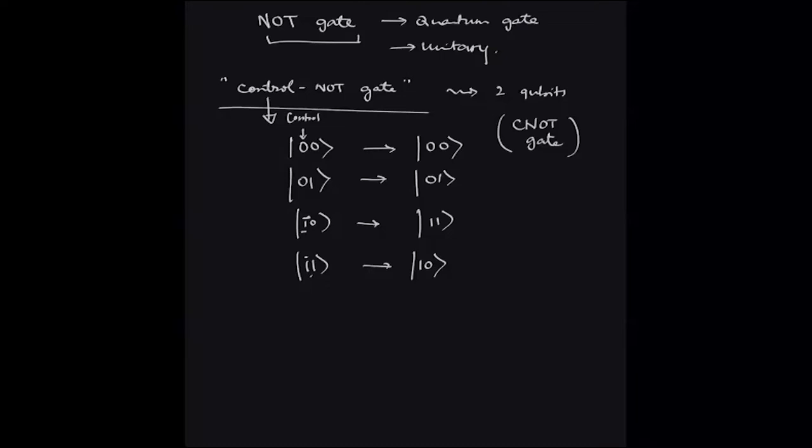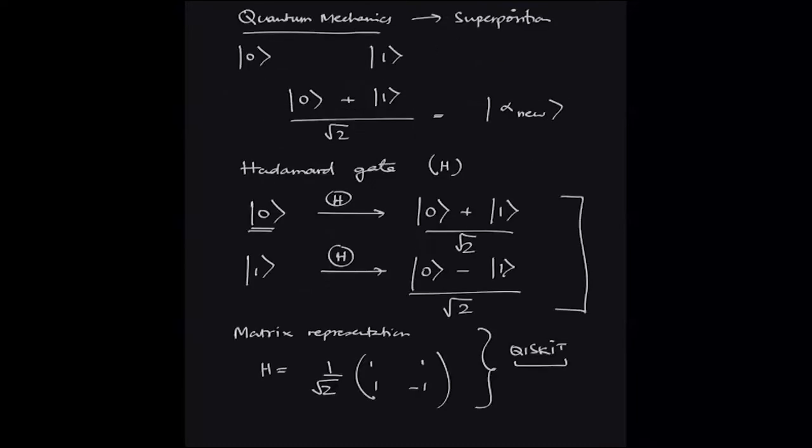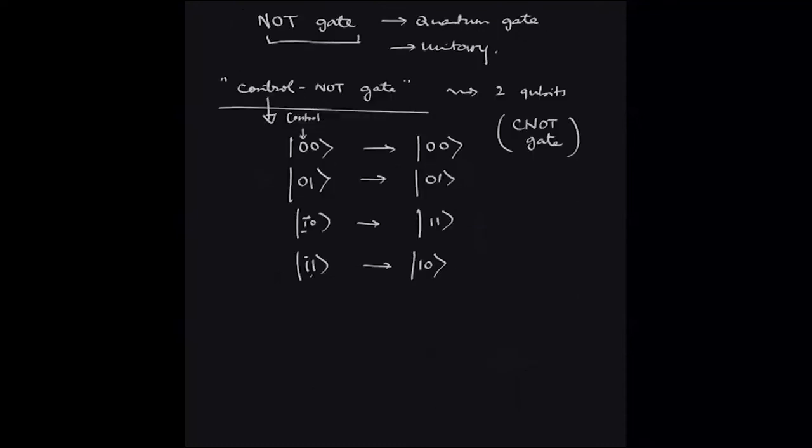And if we have time, we'll see why that is the case. But this is a control NOT gate. Now, when I was talking about Hadamard gate, it was acting on a single qubit. There was just one number in this gate. Right now, we see that there are already two. So control NOT is acting on two qubits.